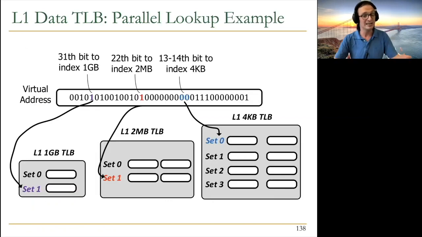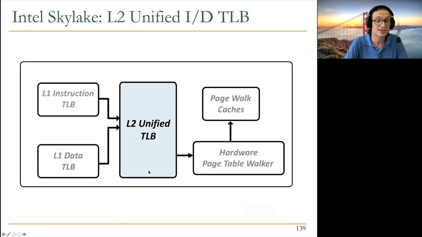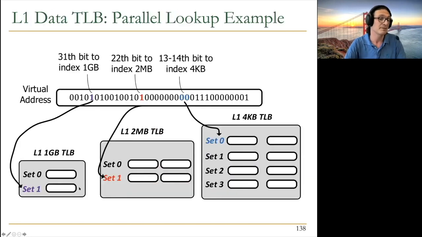And having multiple page sizes clearly complicates the picture. And Intel folks did not design a single TLB with different page sizes because they thought it was easier to design 3 TLBs with different page sizes. And you can imagine, this is a cartoonish picture. You need to basically index these TLBs with different parts of the virtual address and do the tag match, etc. And then decide which one you hit on.